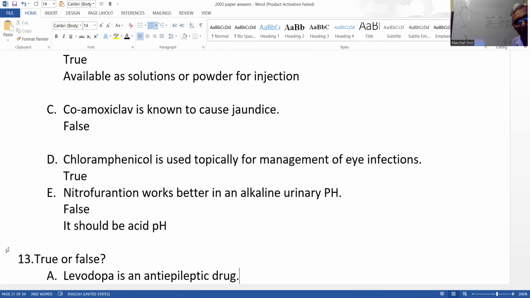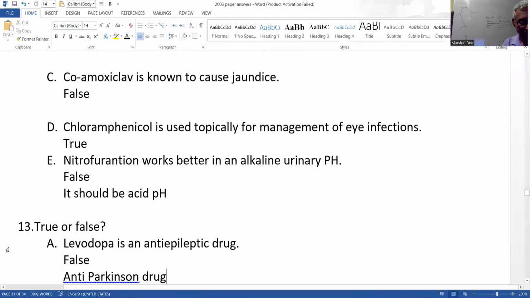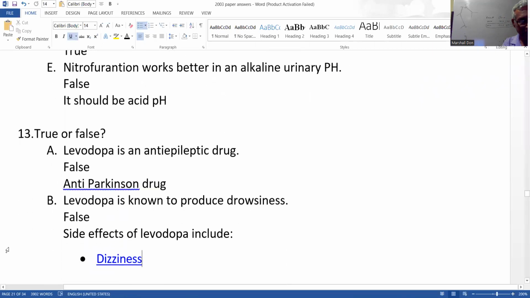Chloramphenicol is used topically for management of eye infections. True. Nitrofurantoin works better in an alkaline pH. No, not the alkaline pH. It works in acid pH. Nitrofurantoin. So question number 13.